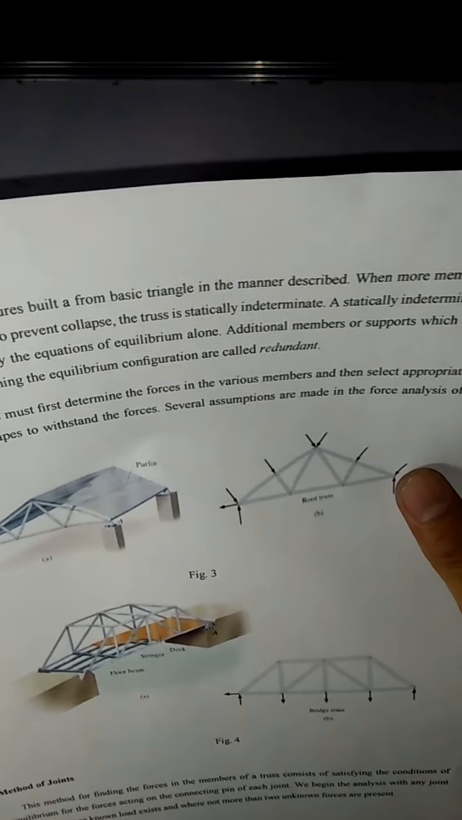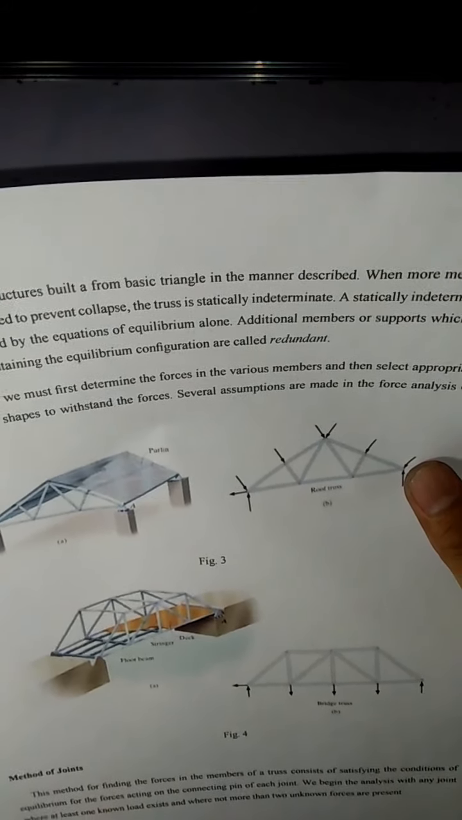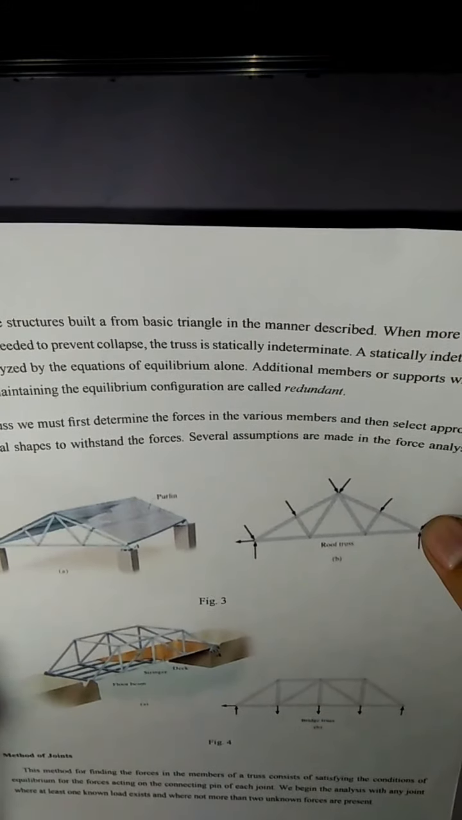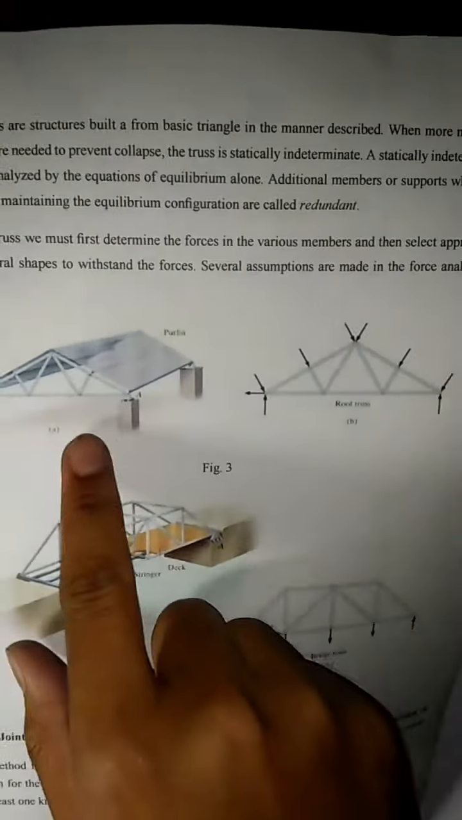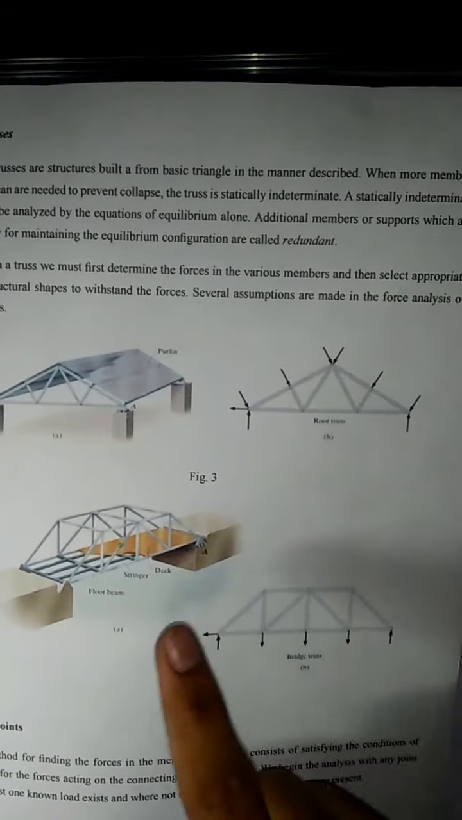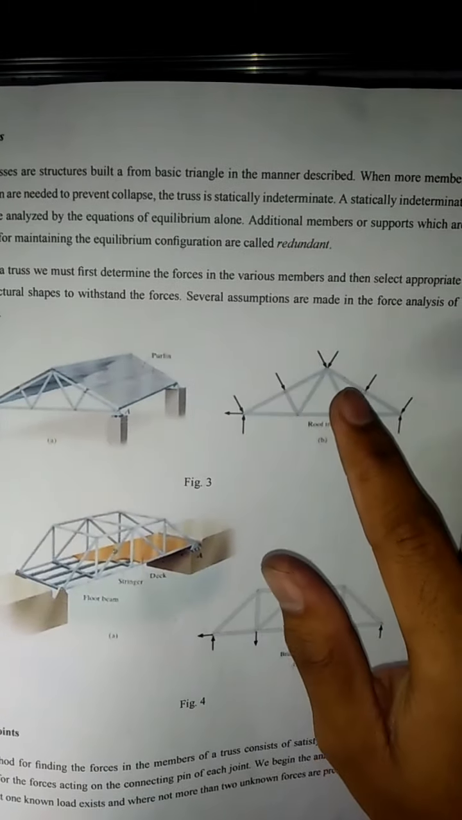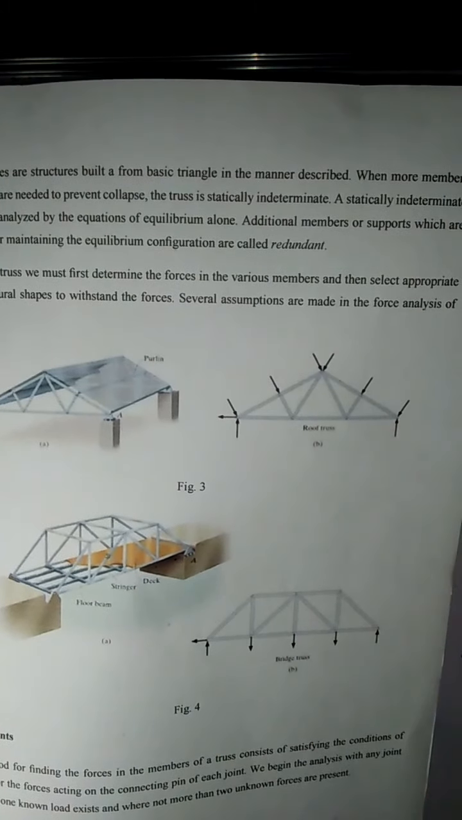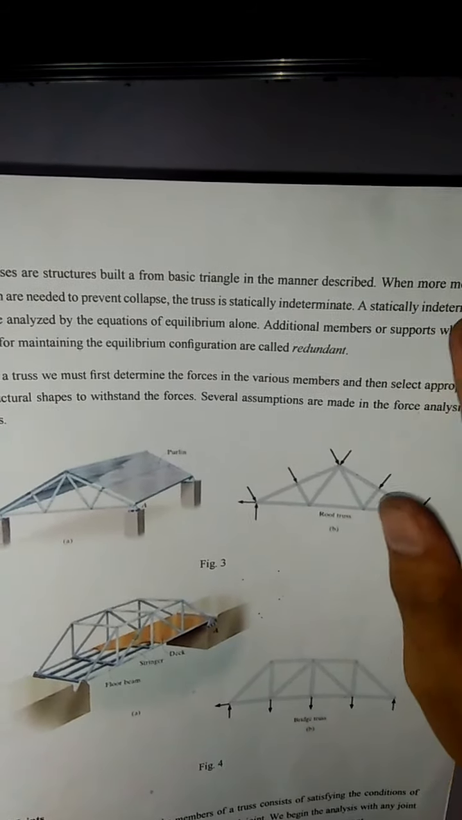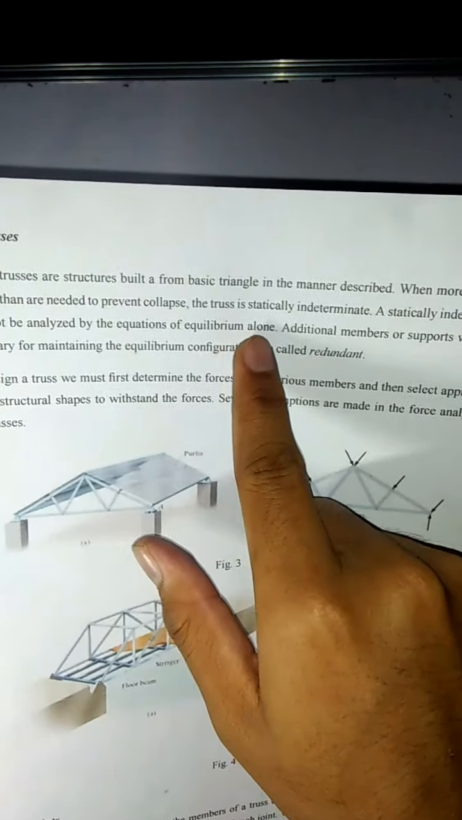Okay? So, first, simple trusses are structures built from basic triangles in the manner described. As you can see in this figure 3 and figure number 4, these are actually examples of simple truss because it is triangular. At the same time, they lie in the same plane.